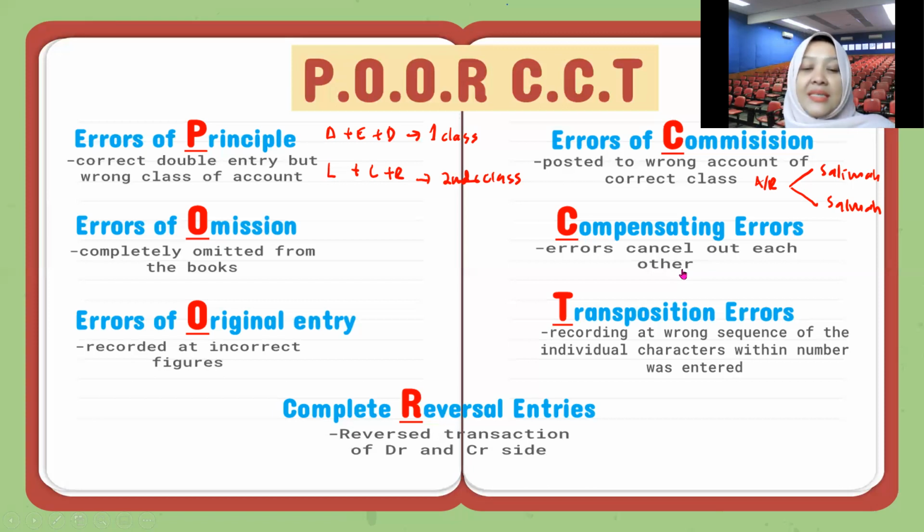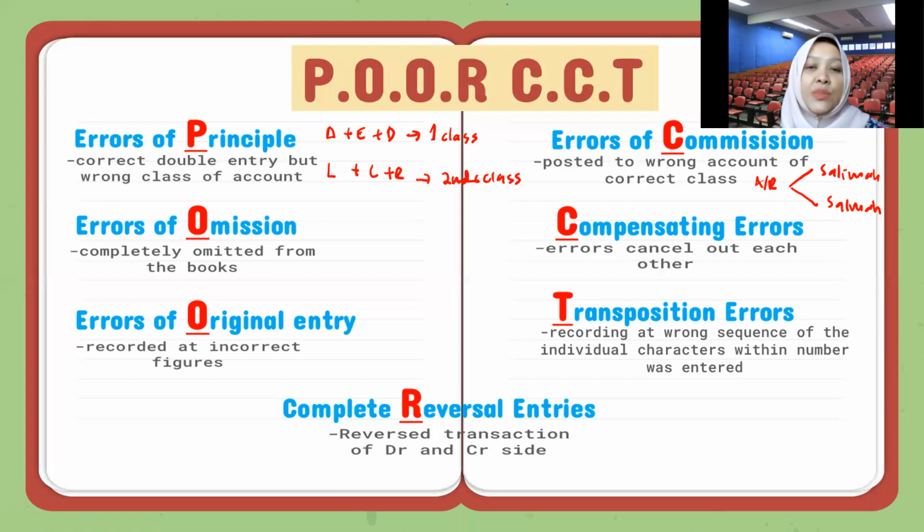Okay, the last error would be transposition error. What does it mean? The sequence of the numbers that you have recorded in your accounts will not be the same as the original amount. For example, your sales should be 323, but you have recorded it as 332. You have wrongly sequenced your numbers or your amount.